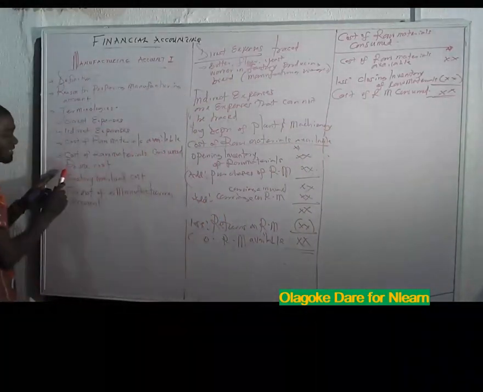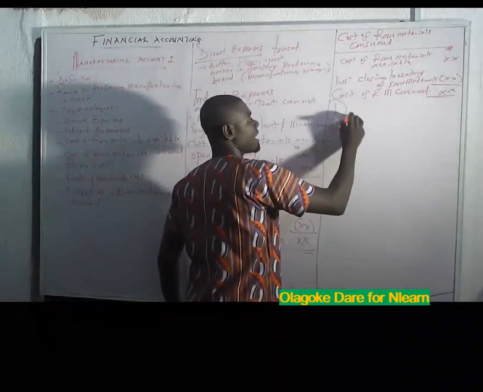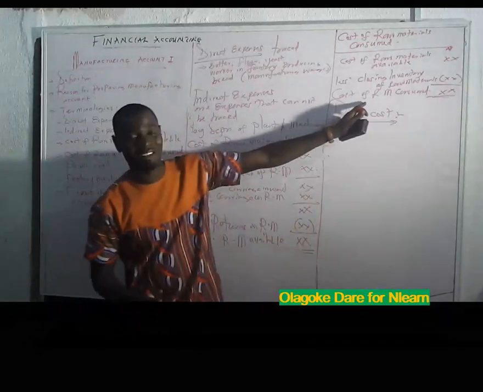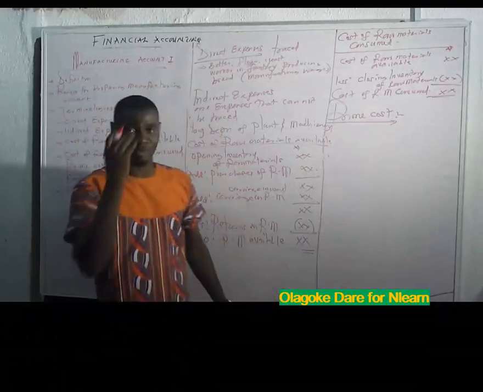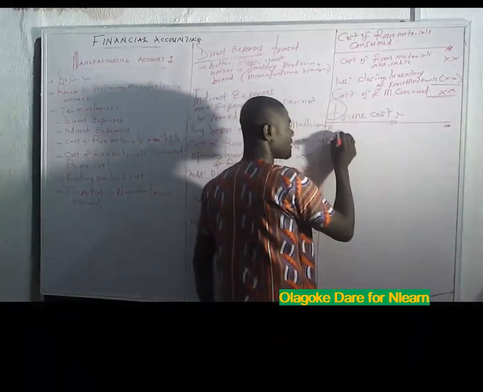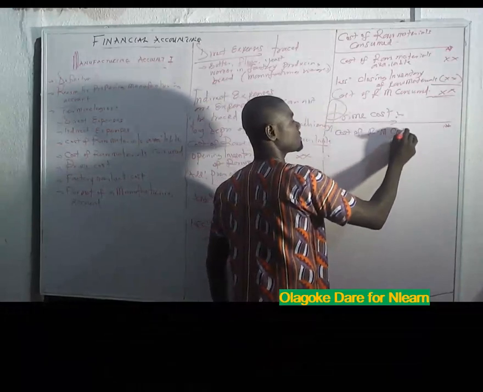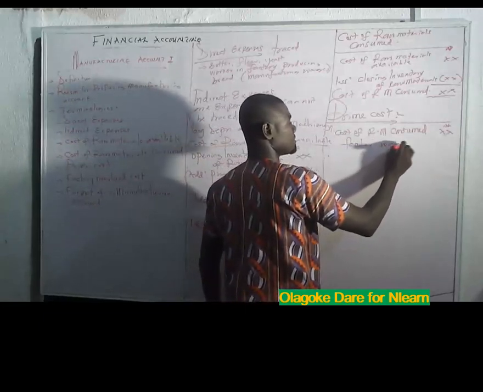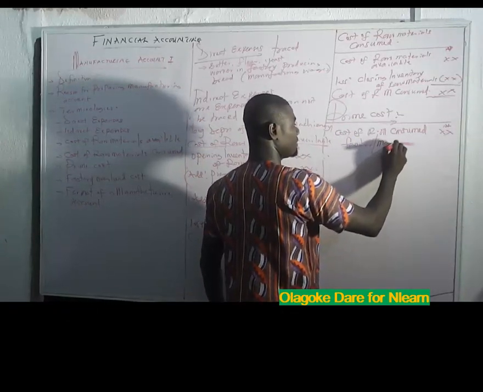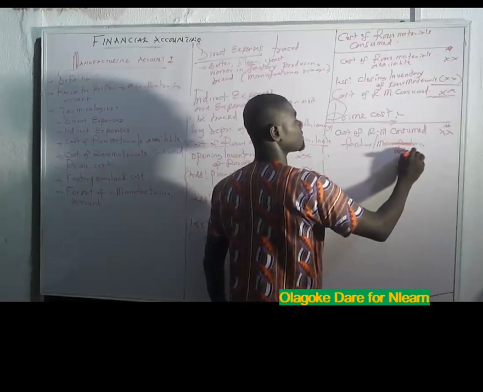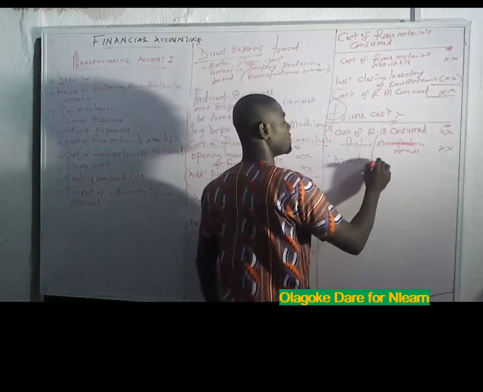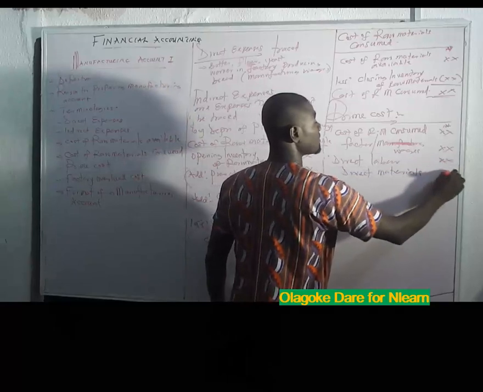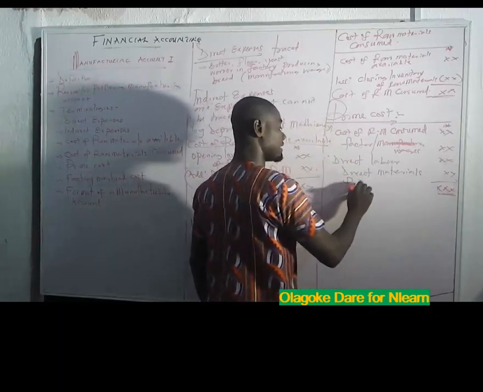Alright, then the next is the prime cost. Prime cost is the summation of cost of raw materials consumed and all direct expenses. So, to calculate my prime cost, I'm going to say cost of raw materials consumed added to all direct expenses. What are direct expenses? Factory wages. Or please note, it can be factory or manufacturing wages. Alright. Direct labor. Direct materials. So when you add them together, what I have becomes prime cost.